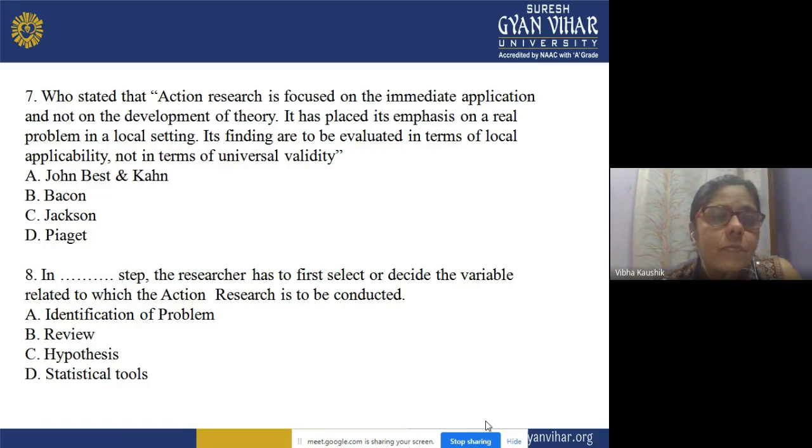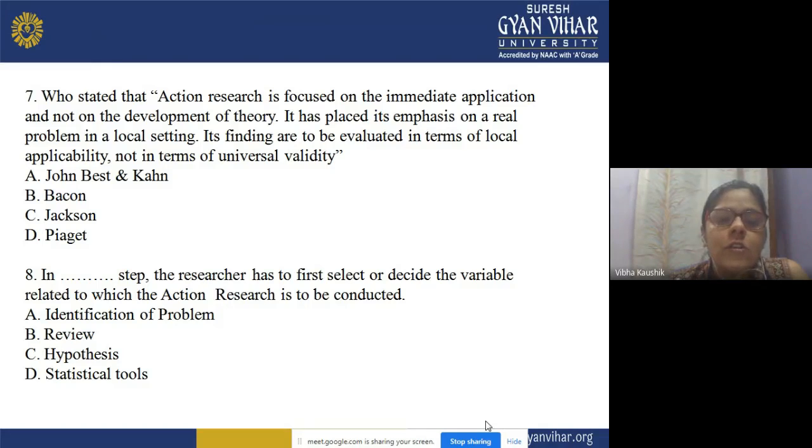Now, seventh one: who stated that action research is focused on the immediate application and not on the development of theory? It has placed its emphasis on a real problem in local settings. Its findings are to be evaluated in terms of local applicability, not in terms of universal validity. The options are A, John Best and Khan, B, Bacon, C, Jackson, or D, Piaget. So the correct answer is A, John Best and Khan.